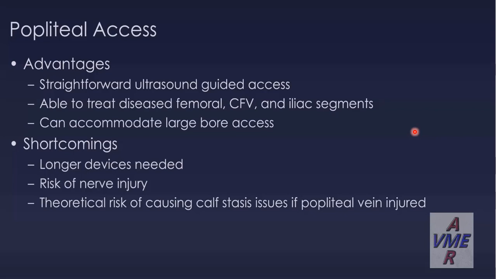Popliteal access has the advantage of straightforward ultrasound-guided access, is able to treat diseased femoral, common femoral, and iliac segments, and can accommodate large bore access and sheaths. Disadvantages: a longer device is needed, risk of nerve injury to the popliteal nerve, theoretical risk of causing chronic venous stasis issues if the popliteal vein is injured, and risk of hematoma if you are going to traverse a muscle. And it also has the disadvantage of position.